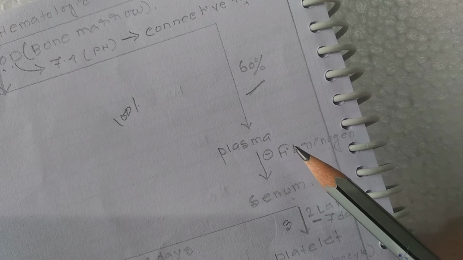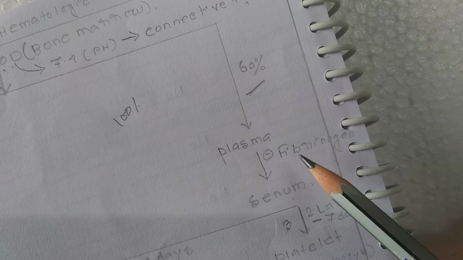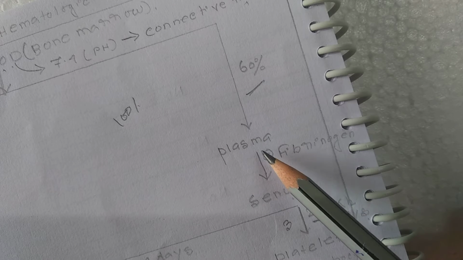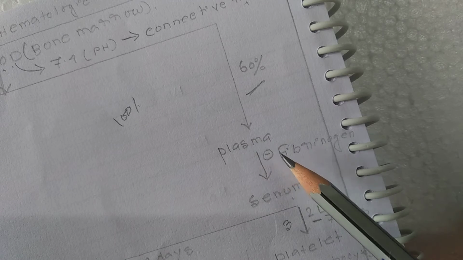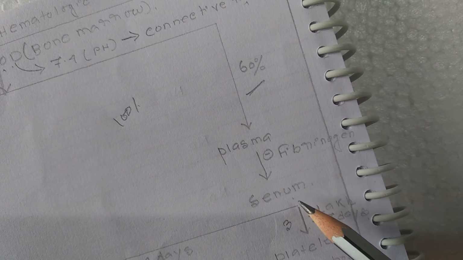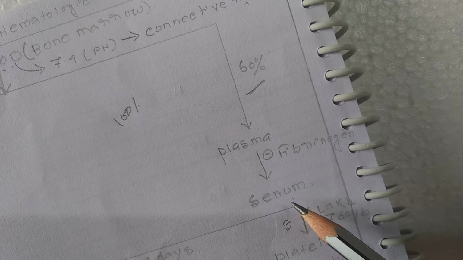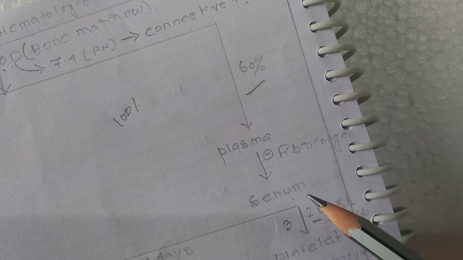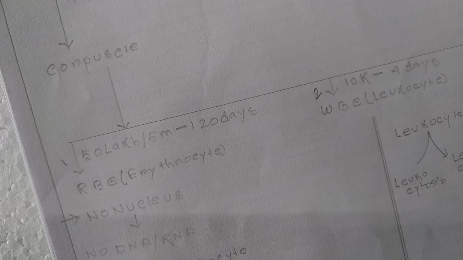In plasma there is fibrinogen. If you remove fibrinogen from plasma, you get serum. That serum is very important for biological investigation, or serological investigation, otherwise called hematological investigation. And corpuscle has again three divisions, the first being RBC.